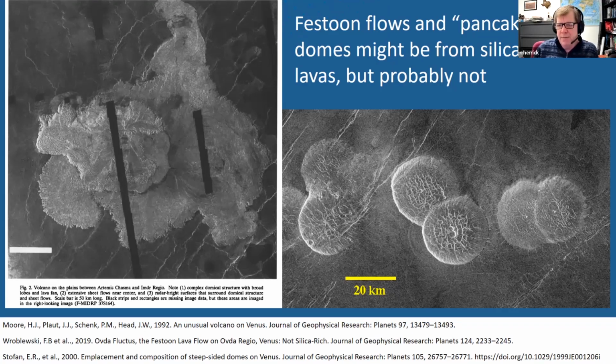But for the festoon flows, there's been some work by Alan Treeman and one of his students he's worked with, suggesting that the margins of the festoon flows are not quite right in terms of their morphology for these to be silicic lavas. So I think we'll be able to resolve this issue with the data that will come back from the upcoming missions. All right, next slide, please.